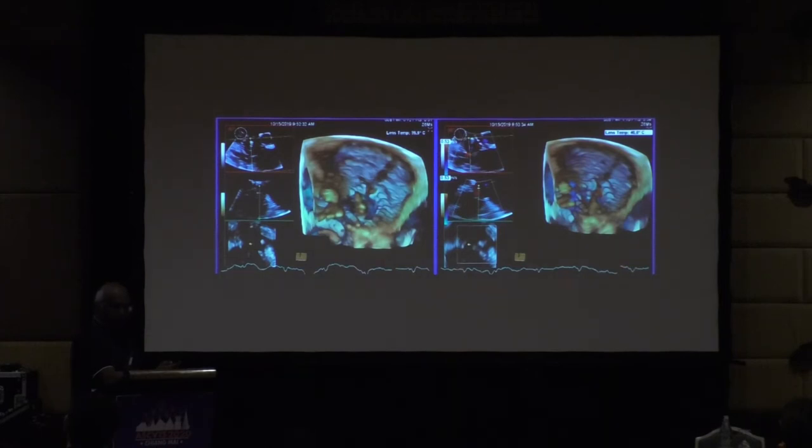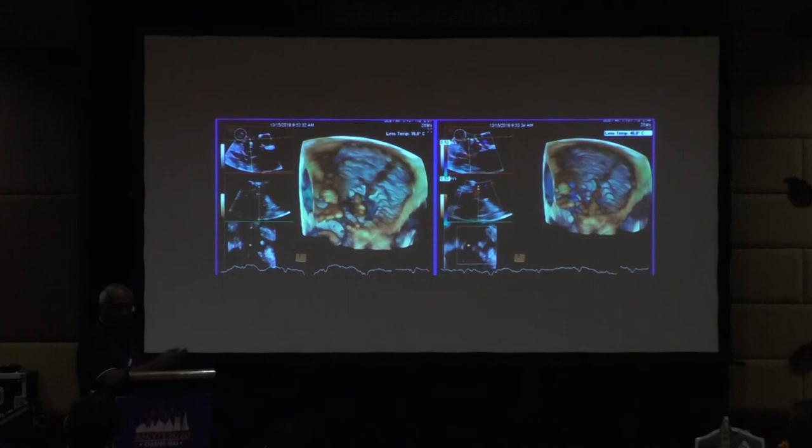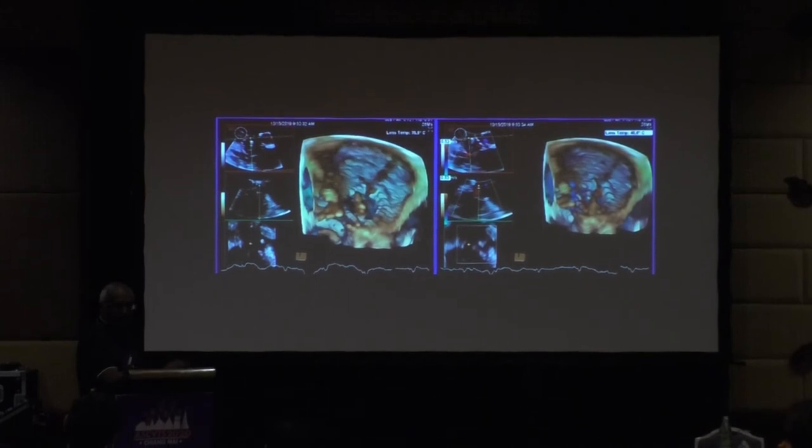This is an Intrepid valve that we use for TMVR. It's the same valve that we put in on the right side. This is the first case ever done with Intrepid on the right side. And fluoroscopy is essential for this. It's very difficult to see the valve with the ring in place, even with 3D or 2D, and fluoroscopy remains a good way of looking at the valve during the implant.